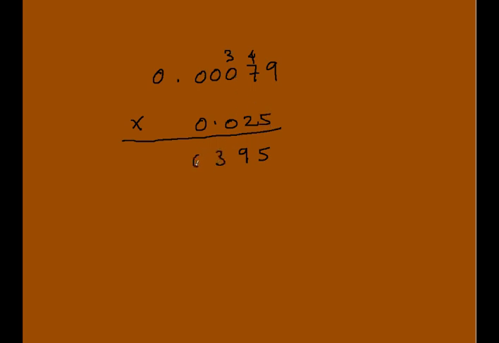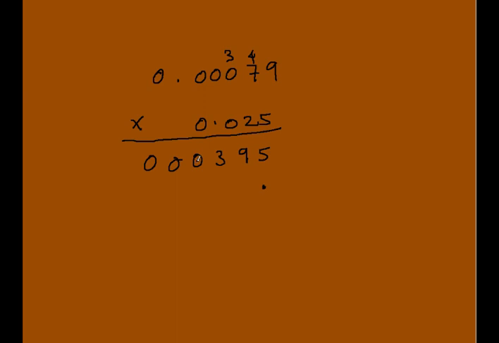So let's say that you have 0.00079 times 0.025. 5 times 9 is 45. Carry a 4. 5 times 7 is 35. 35 plus 4 is 39. Carry a 3. 5 times 0 is 0 plus 3 is 3. 5 times 0 is 0. 5 times 0 is 0. 5 times 0 is 0.